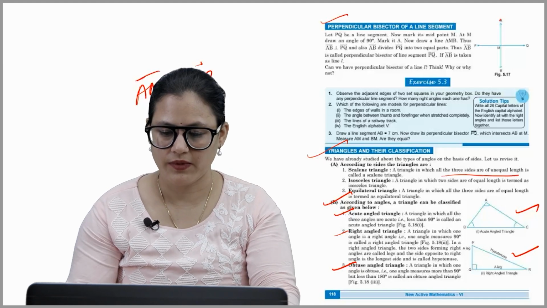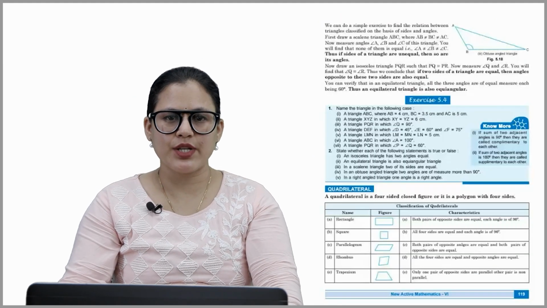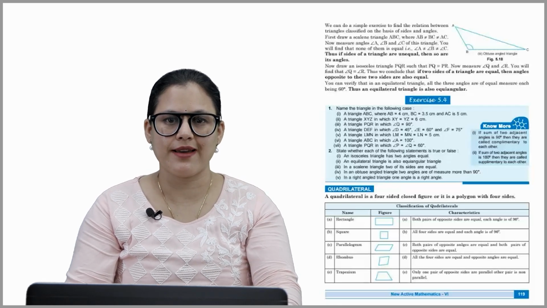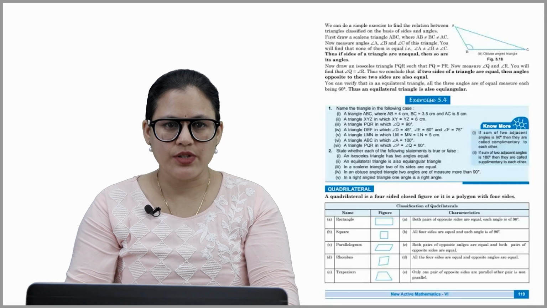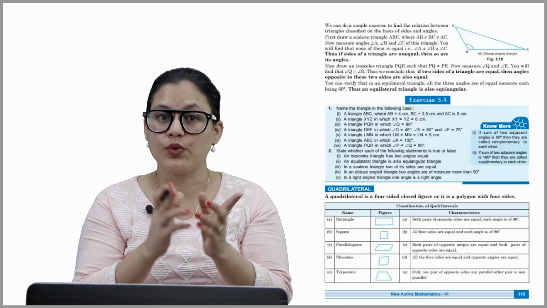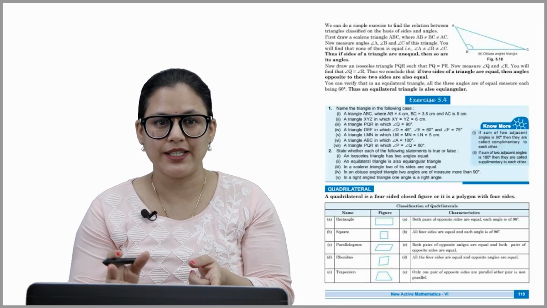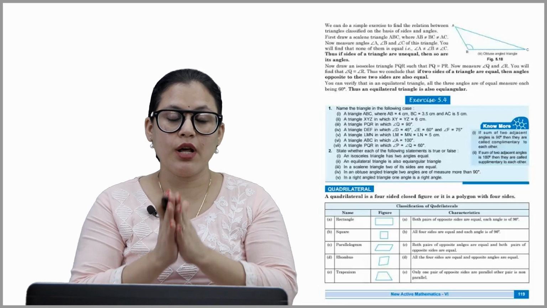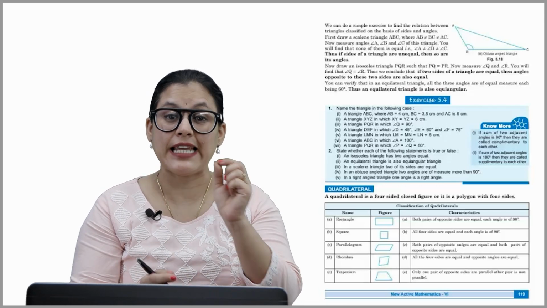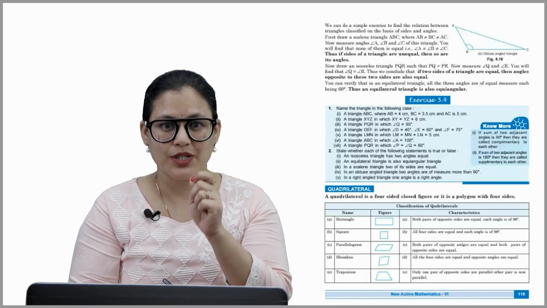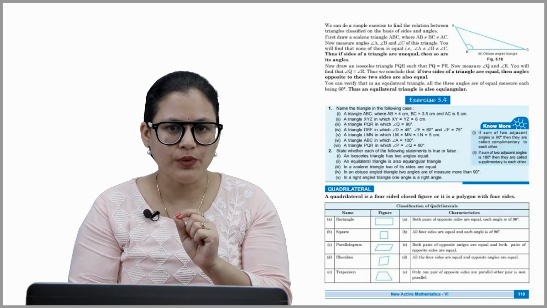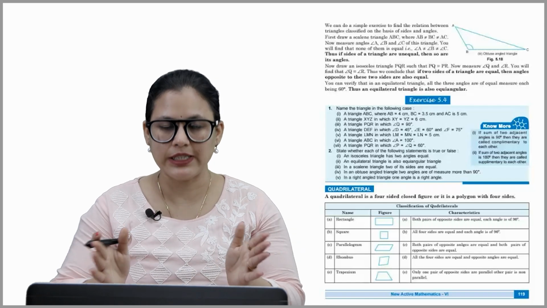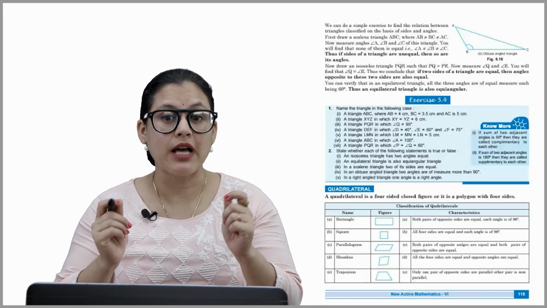Okay. We can do a simple exercise to find the relation between triangles classified on the basis of sides and angles. First, draw a scalene triangle ABC where AB is not equal to BC and is not equal to AC. Now measure angle A, angle B, angle C of this triangle. You will find that none of them is equal. That is, angle A is not equal to B, is not equal to C. Thus, if the sides of a triangle are unequal, then so are its angles.